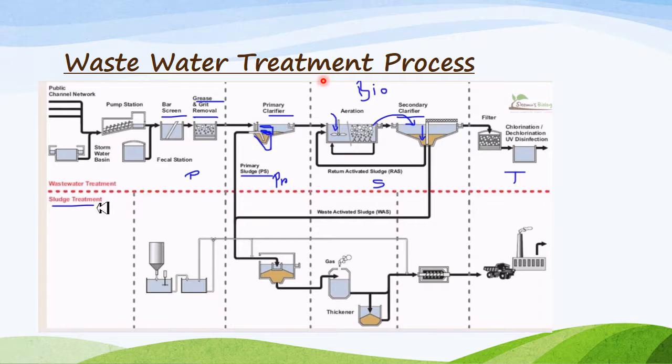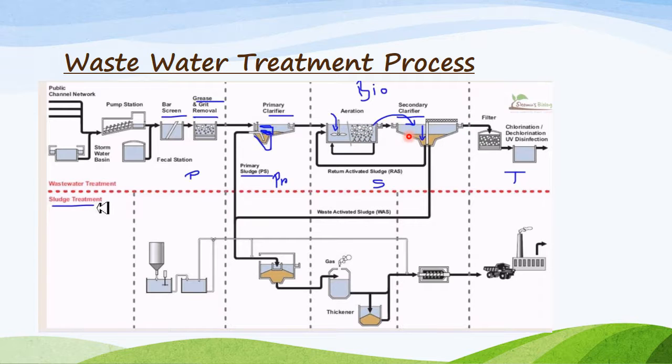In this biological treatment, it contains an aeration tank and a secondary clarifier. Both of them are called biological treatment. In this aeration tank, O2 and microorganisms are provided for the decay of organic compounds. Organic compounds are decayed by microorganisms with the help of oxygen. Then the effluent comes to the secondary clarifier.